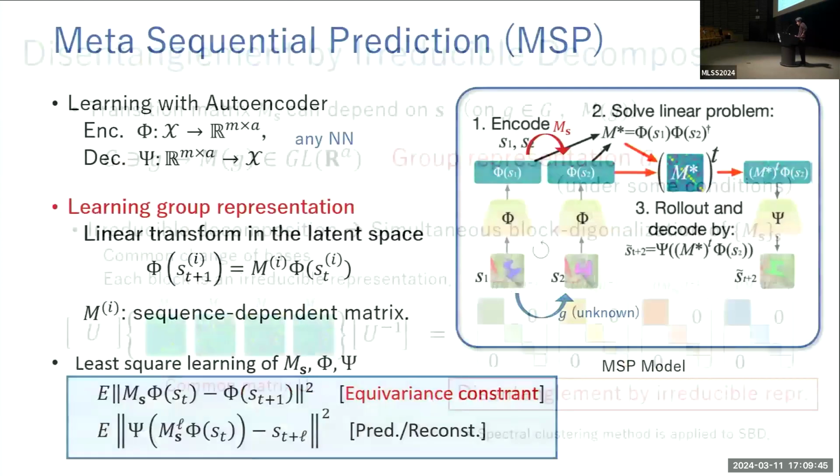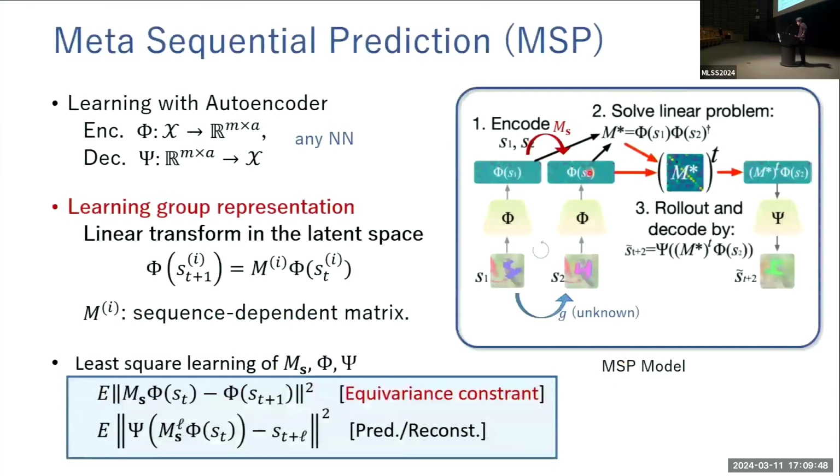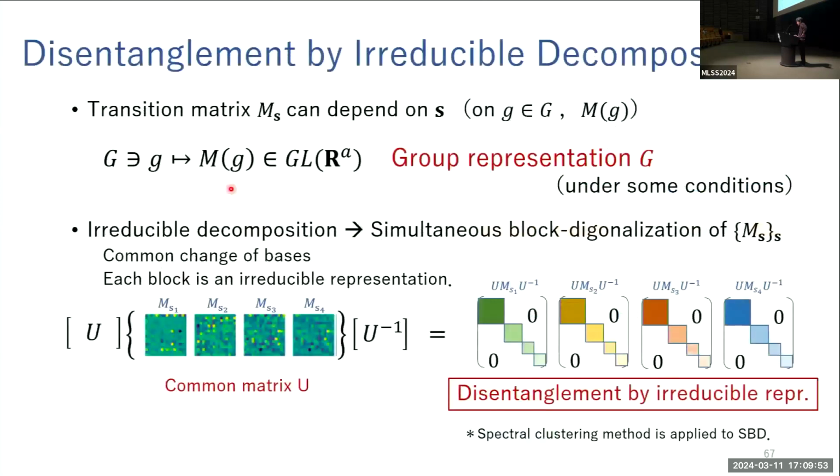And in that sense, this part is the group, the linear transform. In that sense, this matrix depends on the sequence, and the sequence depends on the group element G. Under some conditions, we can show that this mapping from group element to the matrix M in the latent space is a group representation of the unknown group G. This can be guaranteed under some conditions.